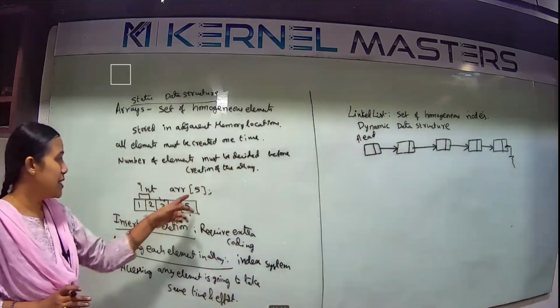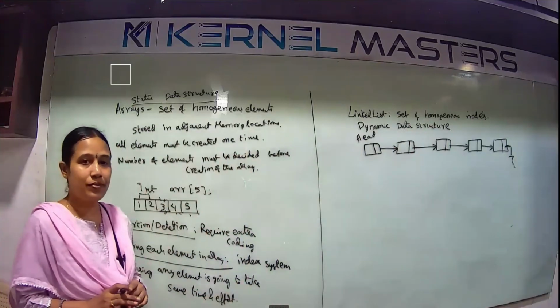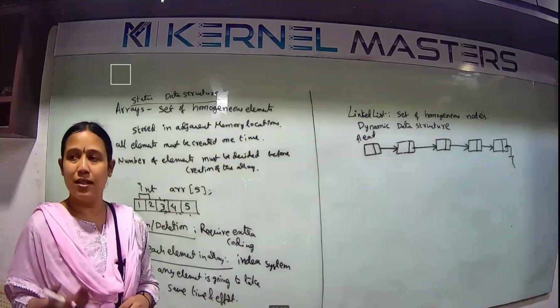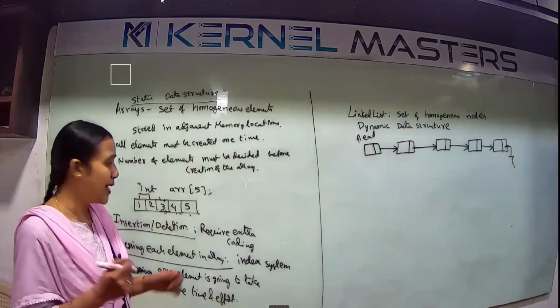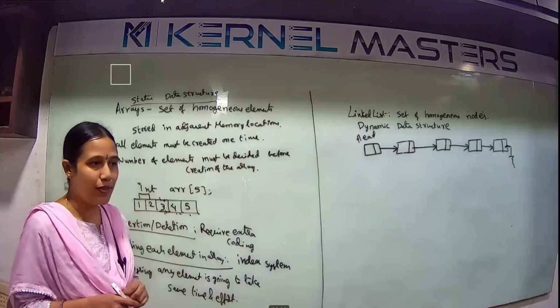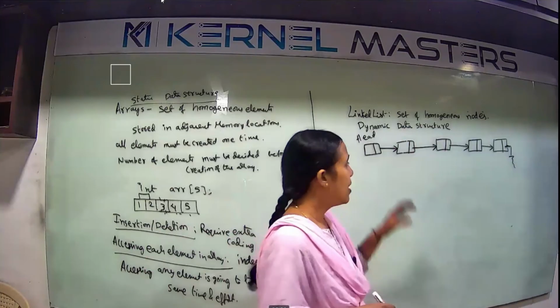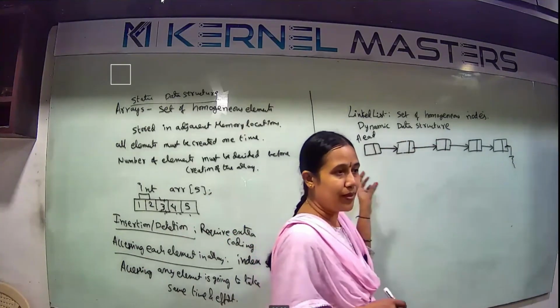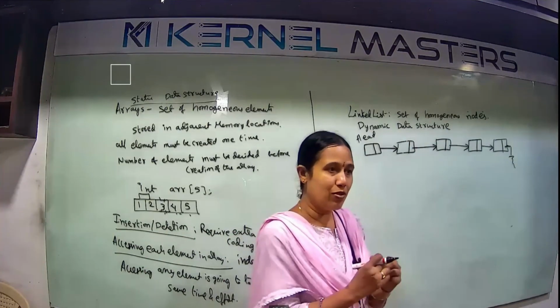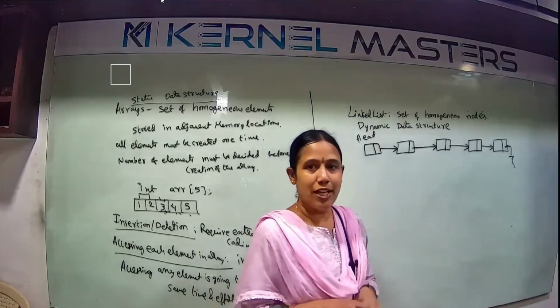Here, once you decide the size is 5, it will be 5. At most you can resize it to some other number of nodes, but you can't actually insert or delete anything in between. But in a linked list that is possible, because all these are randomly located. They are not adjacent to each other. So you don't have to shift any data.